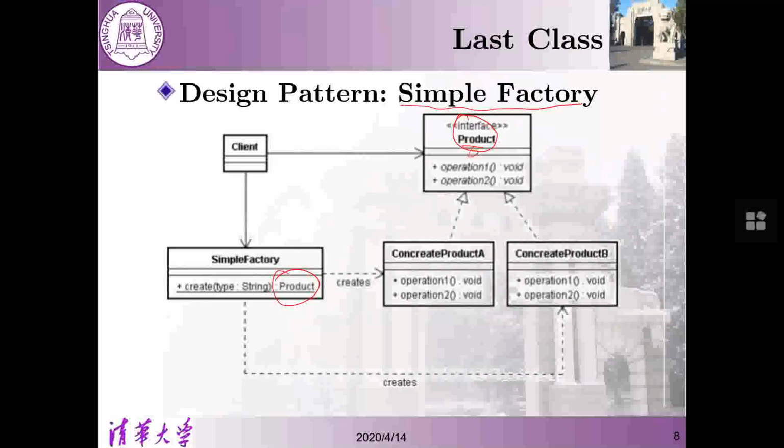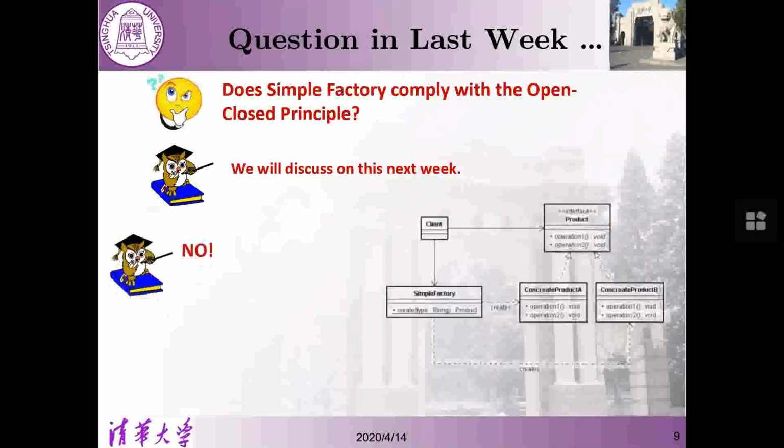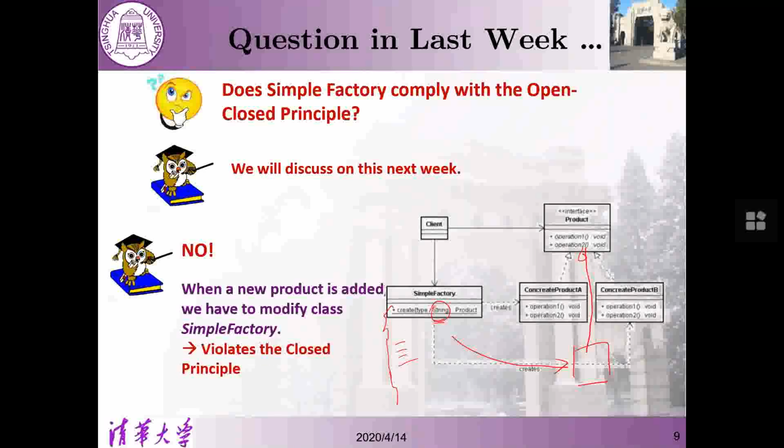Actually in simple factory, we still program to an interface for this product. However, we have one question: does this simple factory comply with the open close principle or not? From this class diagram, we can see that it does not, because when we want to add one new type of pizza or concrete product, we have to modify this function. We have to change the switch case and check whether we want to create this product. So this part will be modified, so it violates the closed principle.